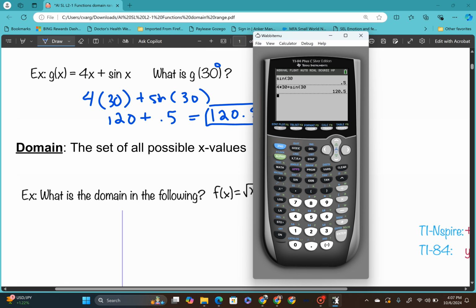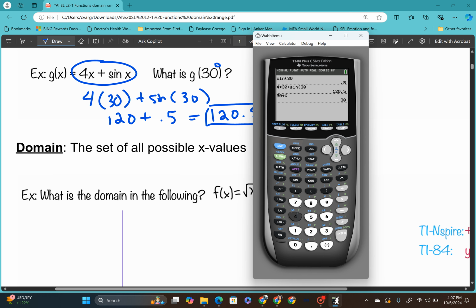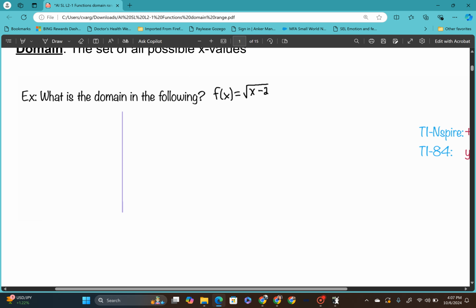I do want to show you something else here. I want to show you that you can use the store button. So 30, above the on button is a store button, into x, hit enter, and now you can plug in our original rule, which is 4x plus sine of x. So 4x, and now x is 30, plus sine of x, and I hit enter and I get 120.5. So either way I do it, I just showed you 3 different ways to figure out our answer for sine of 30 plus 4 times 30.